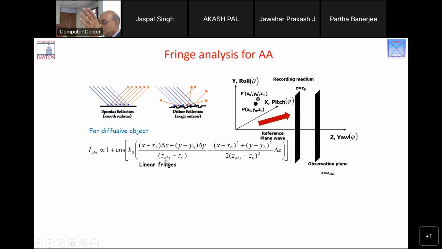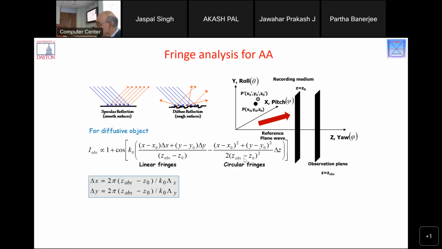And this part over here is the distance. The z observation is the distance from the origin to the observation plane, and z0 is the distance from the origin to the z position of that point. So this is the part that is going to give you the linear fringes. And there is this other part over here, which gives you the circular fringes. These circular fringes really come from the deformation, as it turns out. And this part over here comes from the change of attitude of the airplane.